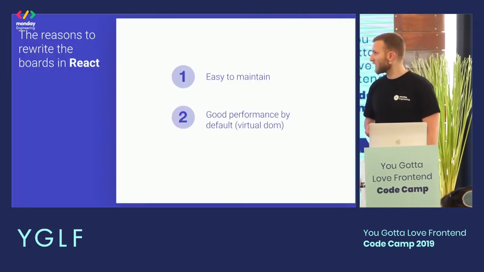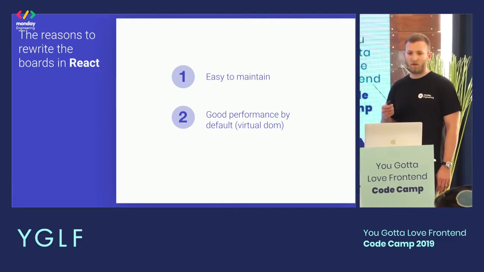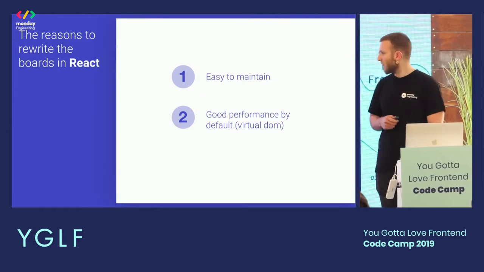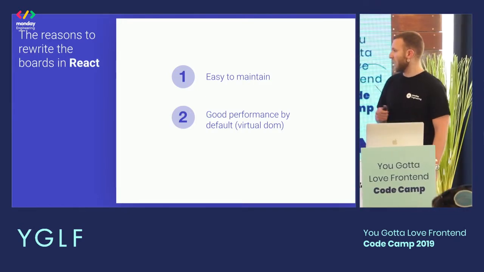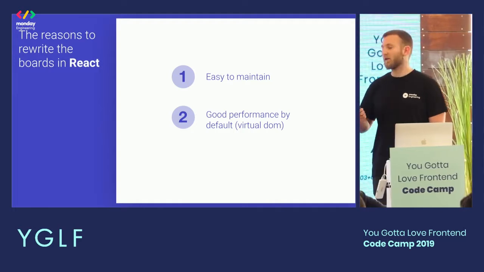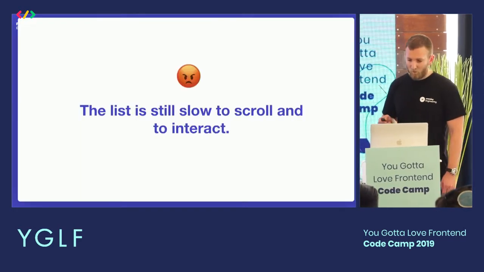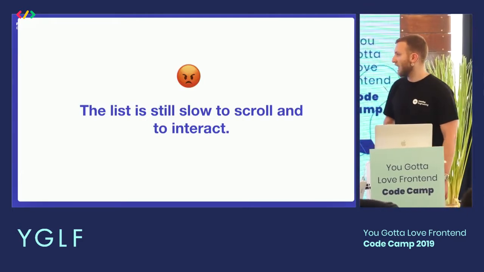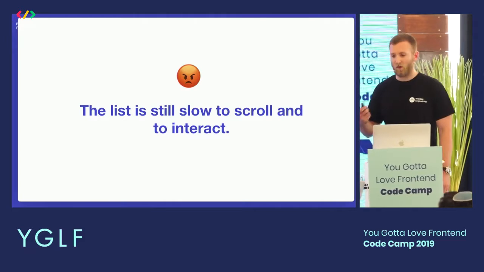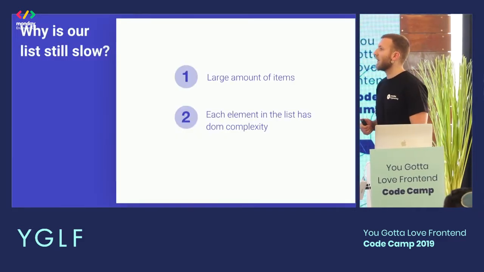What were the main reasons? The first one was that it was easy to maintain. Each component that we built, we can use all around the system. And second, it has good performance by default. As we saw, React implemented the virtual DOM, and it was great for us. But after we added all the functionality to the boards, we saw that it was still slow to scroll and to interact, and we understood that we needed to find a way to improve it.